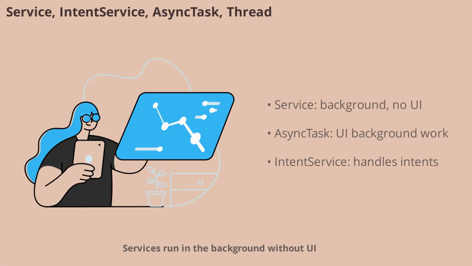Services run in the background without UI and continue even if the app is destroyed. An async task is for short UI-related background work. Intent service processes intents on a worker thread and stops when done. Threads are basic units of execution. Understanding their differences helps you choose the right tool for each job.